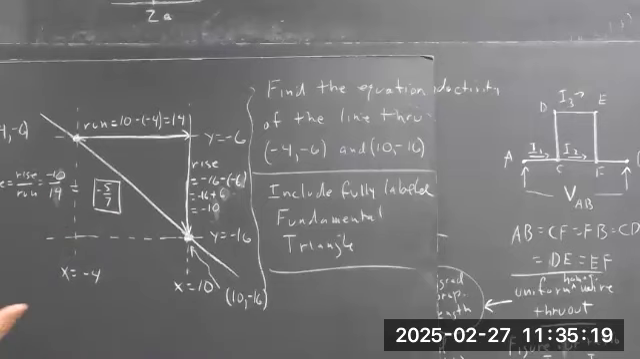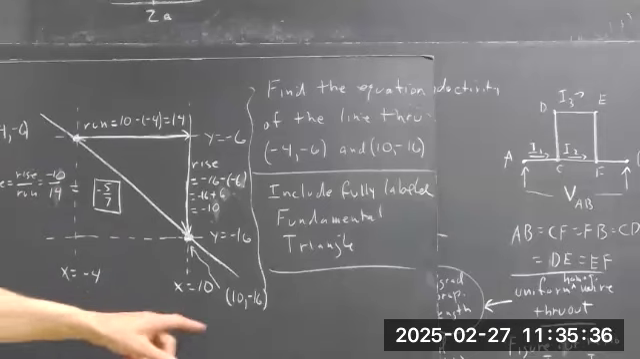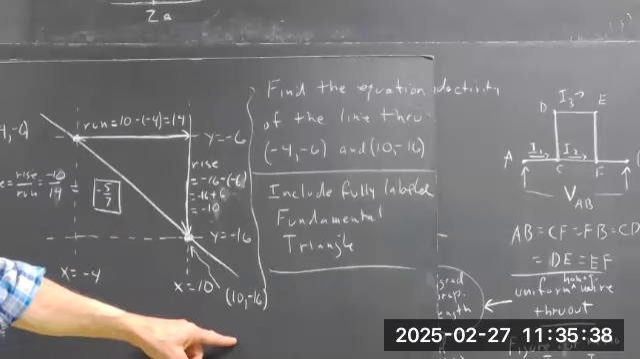Now I've got everything I need to write my equation. If I'm following my steps, I've done step 5, labeled everything, and sketched the fundamental triangle. I've labeled it, and now I know a point and a slope. I have actually 2 points to choose from, right?